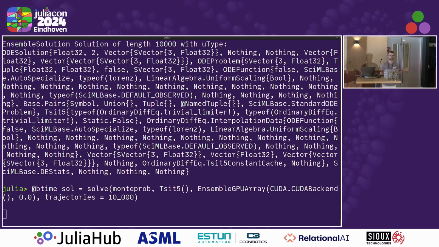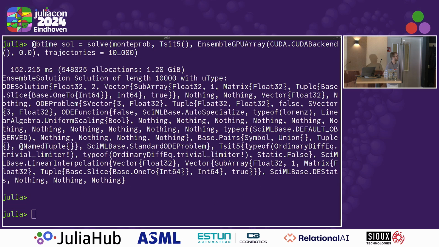So here, GPUs are supposed to be fast. What's happening? Also, why is it taking so long to compile? But yeah, as you can see, this was 150 milliseconds. So we used a fancy GPU that we spent $10,000 on, and we're 10 times slower.